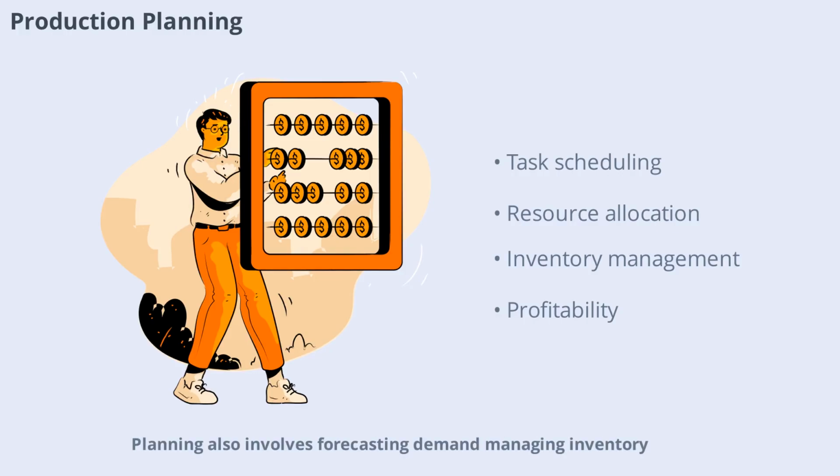Planning also involves forecasting demand, managing inventory, and minimizing downtime. Good planning ensures that factories can meet customer orders on time and maintain profitability.